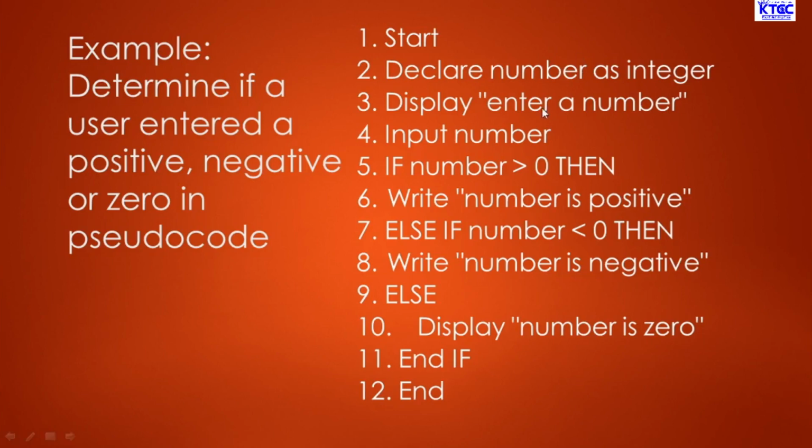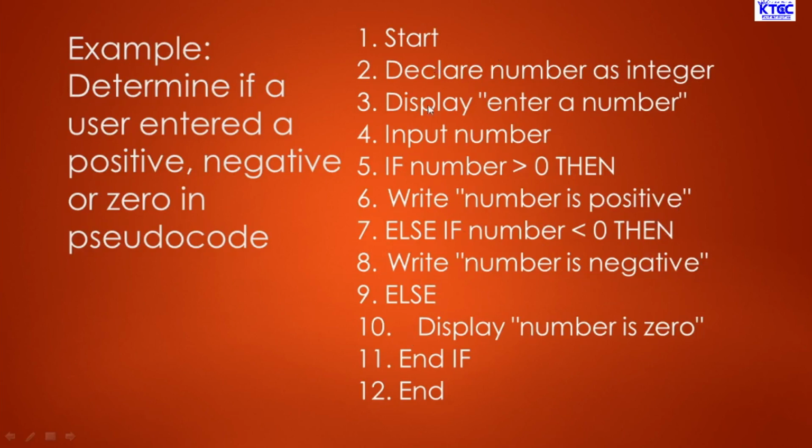So the program goes like this. Start. Declare number as an integer. Display, enter a number. So the user inputs a number. Then they will make a decision with the number. If number is greater than 0, then tell them that it's positive. This means if this test condition is met, this block of code is executed. Else, if number is less than 0, then the number is negative. It means tell them that the number is negative.